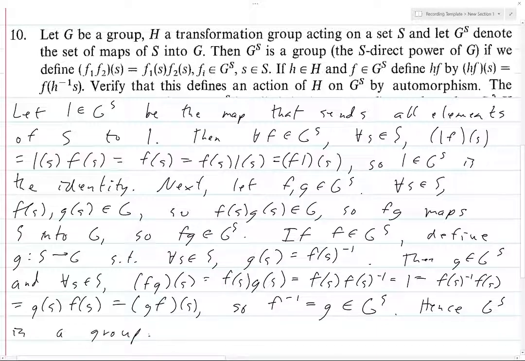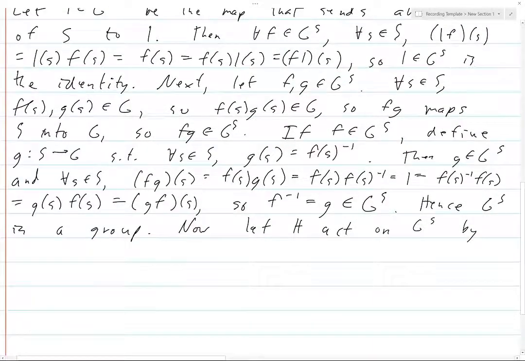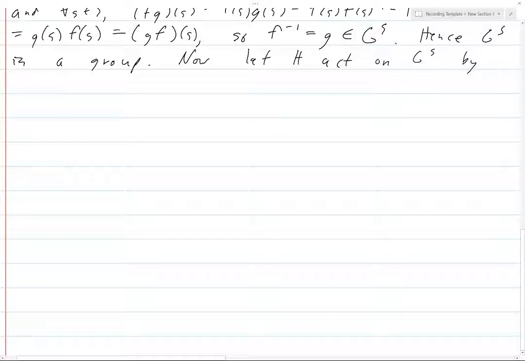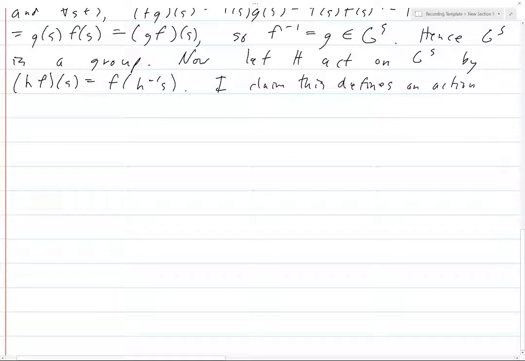And we're done, except for the fact that we are not done. Now let H act on G^S by (hf)(s) equals f(h inverse s), where little s is in big S. So I claim this defines an action of H on G^S.